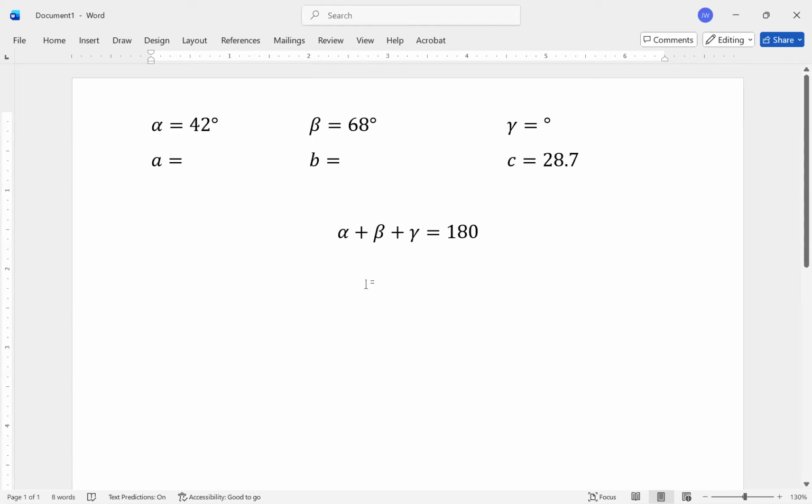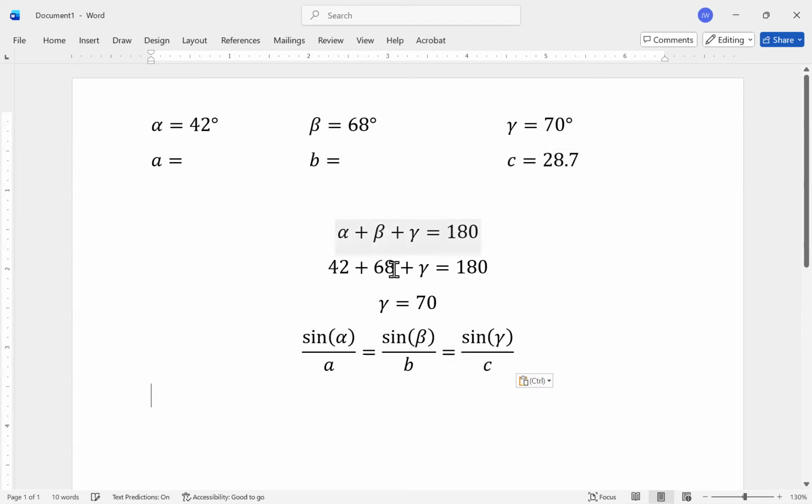Since I'm given two angles, the first thing I'm going to do is use the fact that the angles add up to 180 degrees, and therefore 42 plus 68 plus the angle gamma is equal to 180 degrees. That means that gamma is equal to 70 degrees, and once I know gamma is 70 degrees, then I do have a ratio in my law of sines. So I'm going to use my law of sines to find the B, and then I'm going to use the law of sines to find the A.